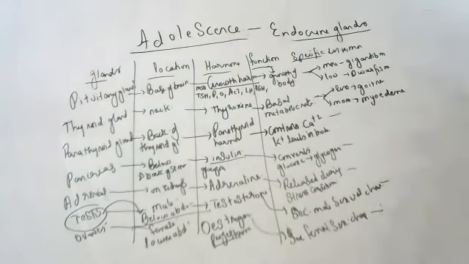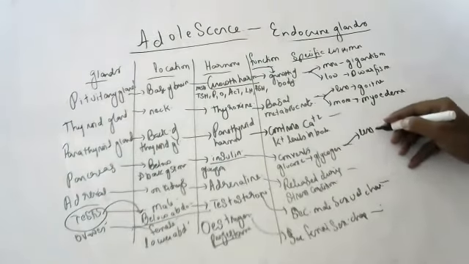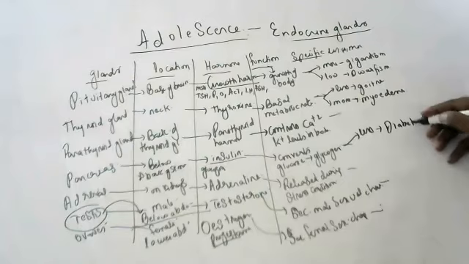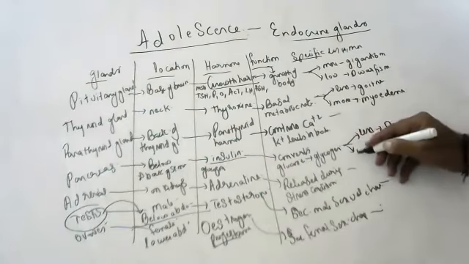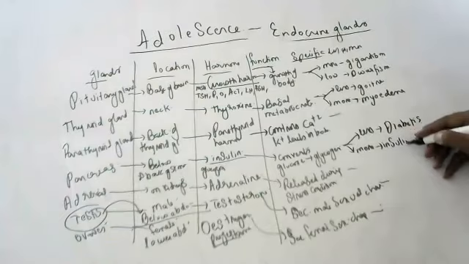Okay, children, if insulin is less in our body, what disease do we get? Diabetes. Very good. If it is more, insulin shock.